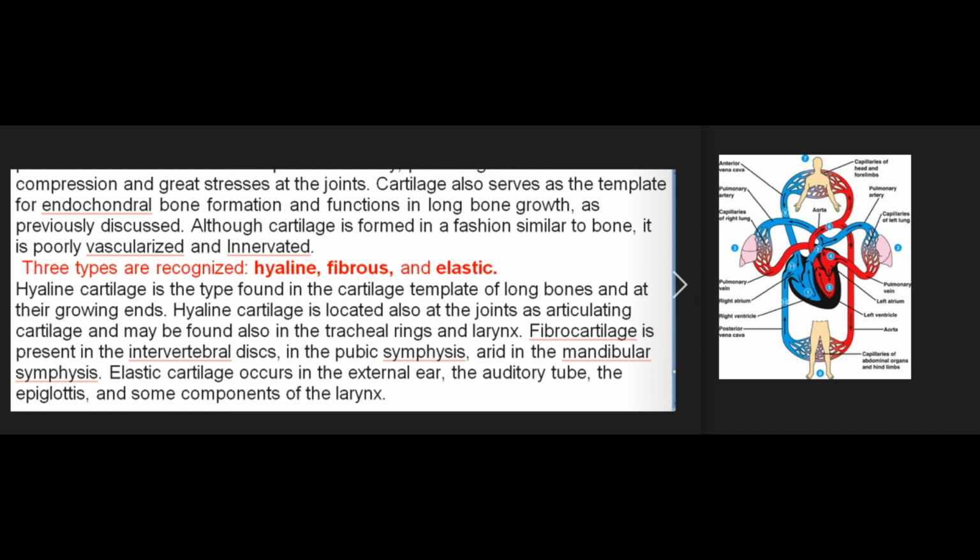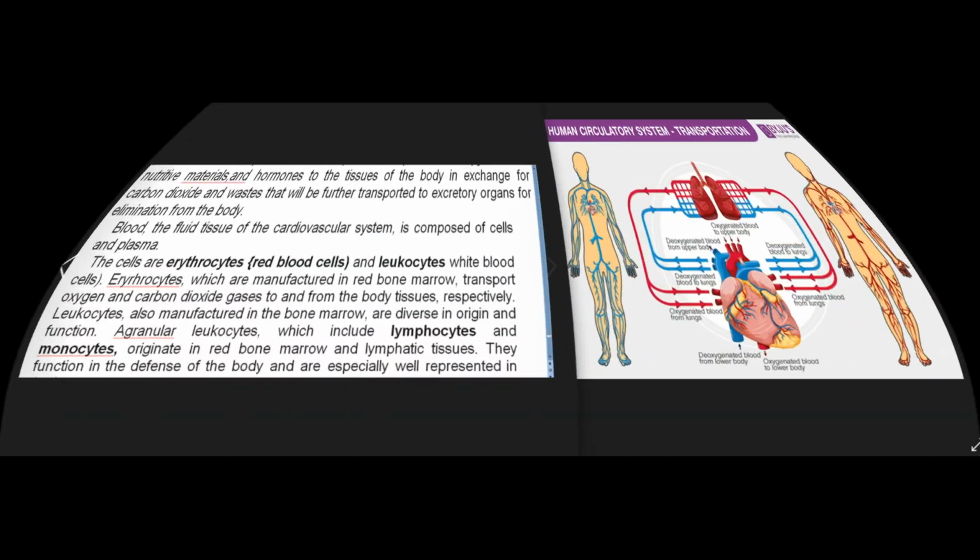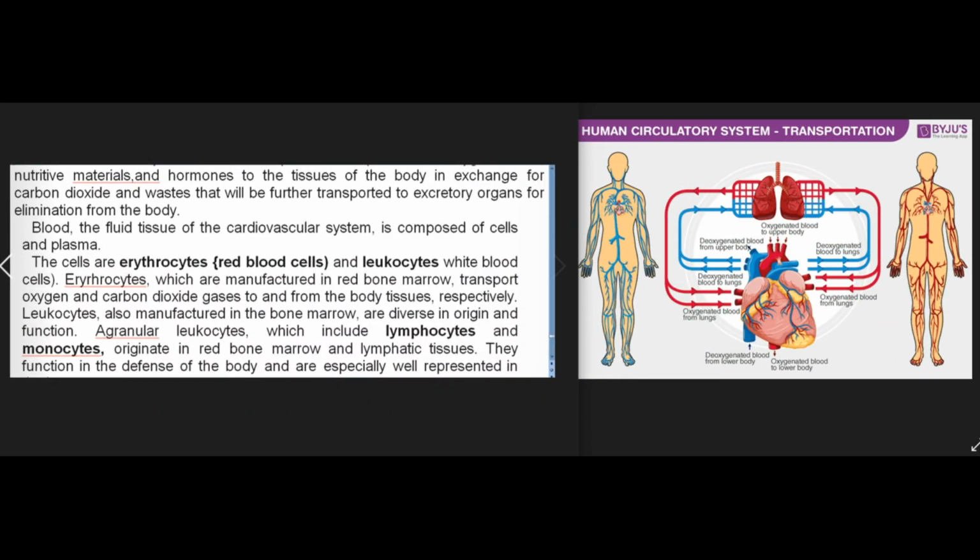Hyaline cartilage is the type found in the cartilage template of long bones and at their growing ends. Hyaline cartilage is located also at the joints as articulating cartilage and may be found also in the tracheal rings and larynx. Fibrocartilage is present in the intervertebral discs, in the pubic symphysis, and in the mandibular symphysis. Elastic cartilage occurs in the external ear, the auditory tube, the epiglottis, and some components of the larynx.